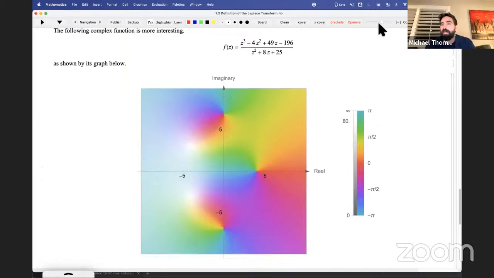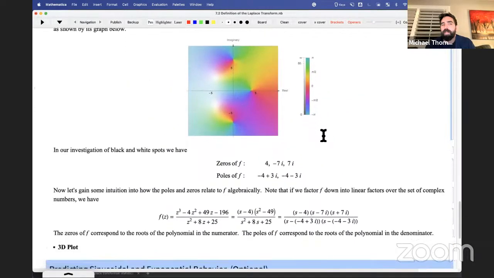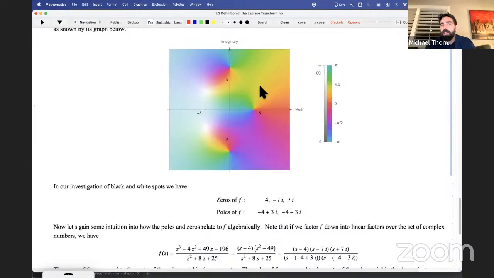Okay, so let's list them off. For the zeros, you'd want to identify where they occur. Remember, this is the complex plane. So we've got one there, at 4, a real number 4. Then we've got one up here at 7i and one down here at negative 7i. So that's a complete list of zeros of f. What about the poles of f? The poles are where the white spots occur. Looking closely, it looks like that pole occurs at about negative 4 plus 3i, and the complex conjugate appears over here at negative 4 minus 3i.